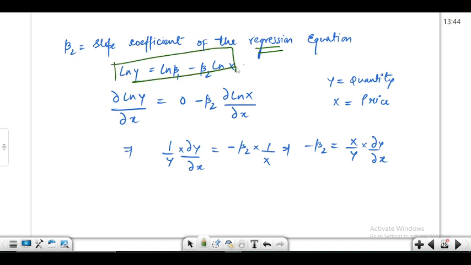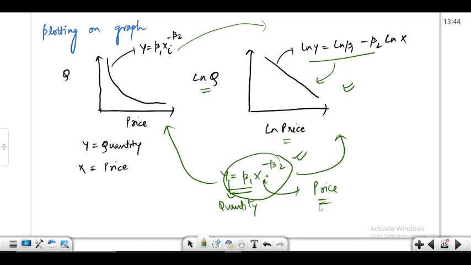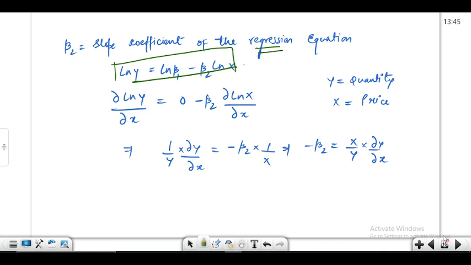Okay, so this is my equation that I had taken from here. I've taken a log of that equation, and then if I differentiate both the sides, this is what I get. So del ln y upon del x is equal to 0 because this is a constant. So its differentiation would be 0 minus beta 2 into del ln x upon del x. Okay, so differentiating ln y, I get 1 upon y del y upon del x, which is equal to minus beta 2 into 1 upon x, because the differentiation of ln x would be 1 upon x only.